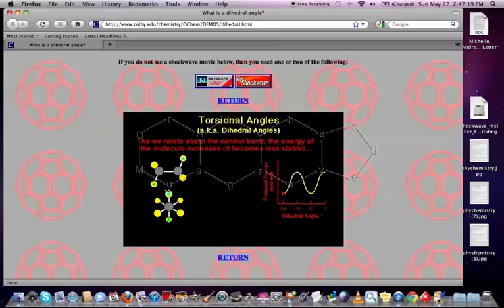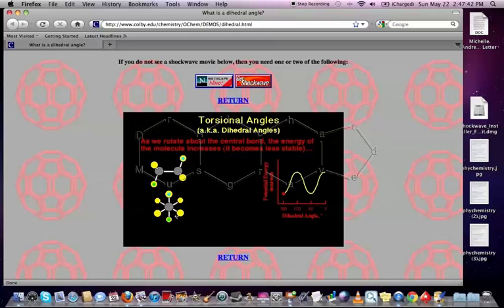This is called a staggered conformation. In this conformation you can see that the hydrogens are pretty much as far apart as they can be from each other, and we're really looking more at the ones at the back relative to the ones at the front, and you can see that there are not too many interactions going on. So that's a low energy type situation.